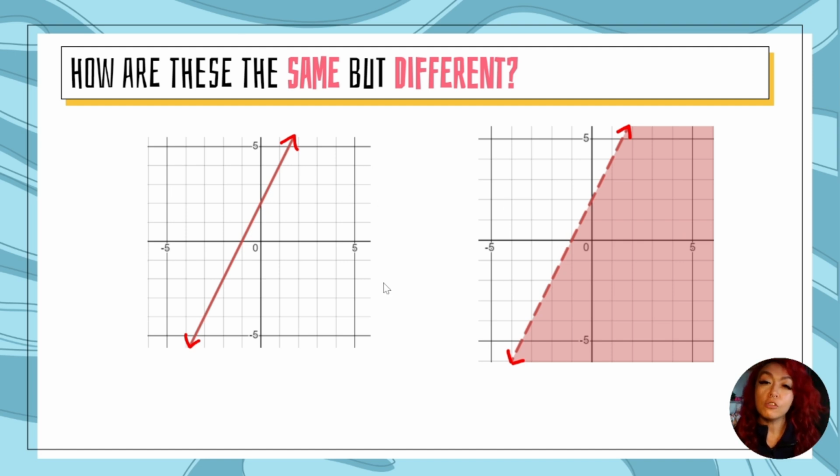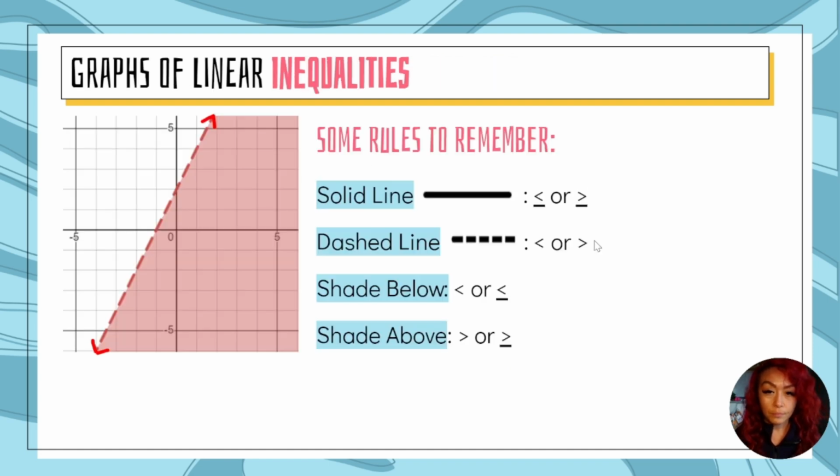So the first graph is just the graph of a linear equation. The second graph is the graph of a linear inequality. Some rules to remember about the graphs of inequalities. So in our graph here, we do have a dashed line.